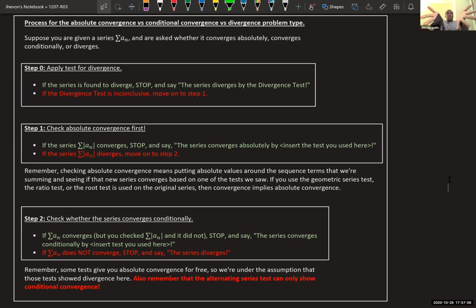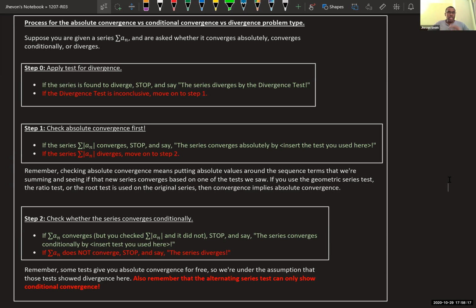So I can give you a series and I can say, does it converge absolutely? Does it converge conditionally? Does it diverge? If you hit it with the test for divergence and that says it diverges, then it diverges, right? It doesn't have any kind of convergence. You just stop, right? And so you get away without having to apply any series test. So that can save you a lot of time. So that is like step 0.